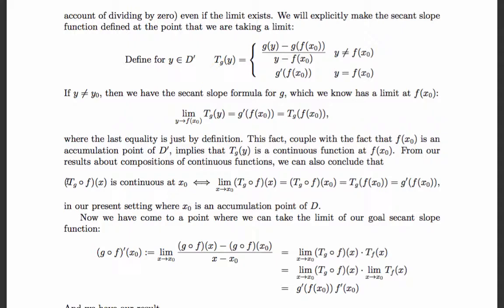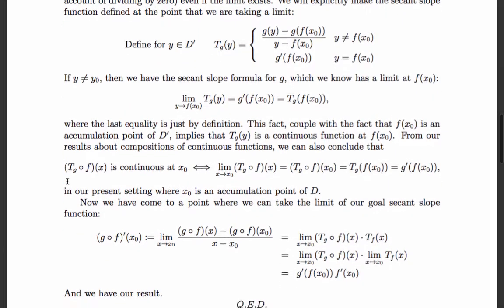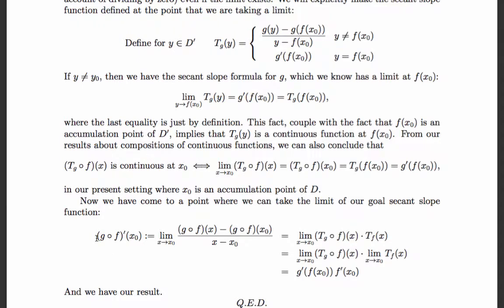So now, as we've cataloged what we know, we have come to a point where we can take the limit of our goal secant slope function. Remember, the definition of the derivative of g composed with f at x naught is the limit as x approaches x naught of rise over run of a secant. Well, that's equal to the secant slope function of g evaluated at f times the secant slope function of f evaluated at x.